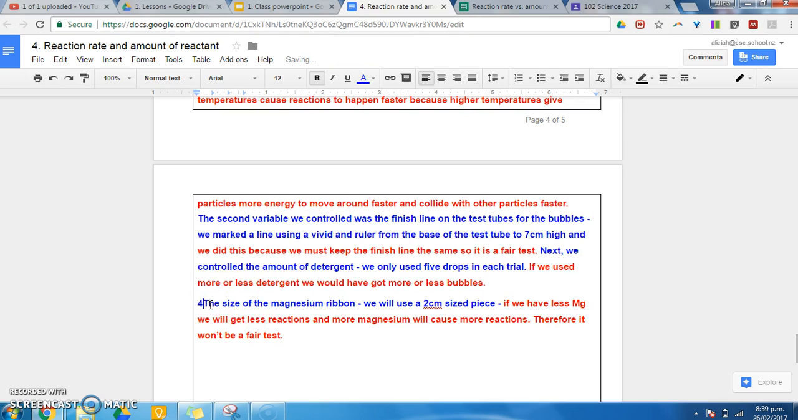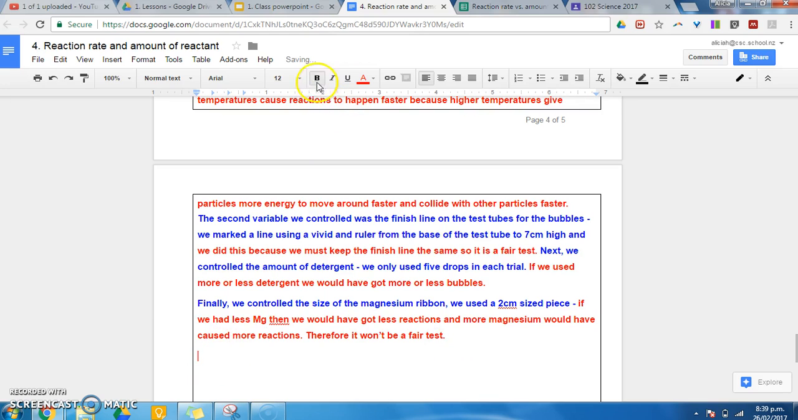And then finally, we controlled the size of the magnesium ribbon. We used a 2 centimetre piece. If we had used less magnesium, then we would have got less reactions, and more magnesium would have caused more reactions. Therefore, that wouldn't be a fair test.